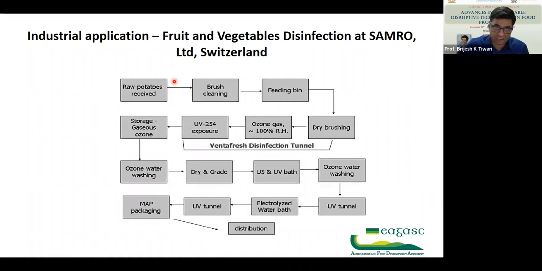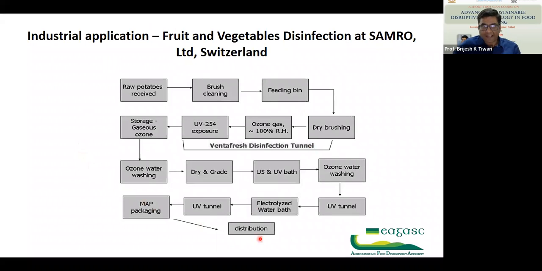I don't know the existence of this company at this stage. It was, for instance, raw potatoes, cleaned, dry brushing in ozone gas with 100% relative humidity, UV exposed, that is Venta fresh, disinfection tunnel, the storage of gaseous ozone, ozone washing, UV bath system, ozone, UV tunnel, electrolyzed water bath.